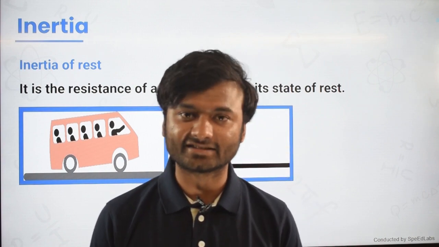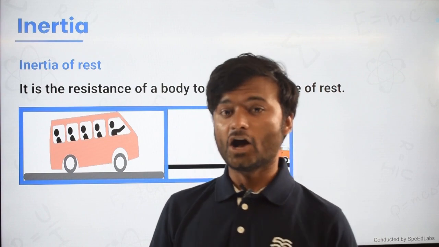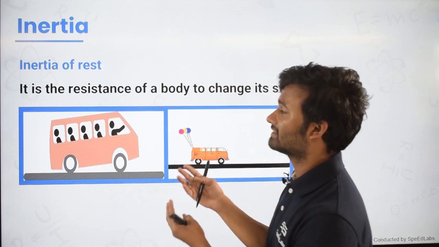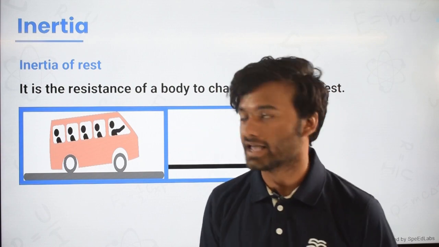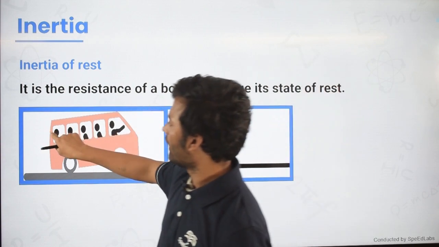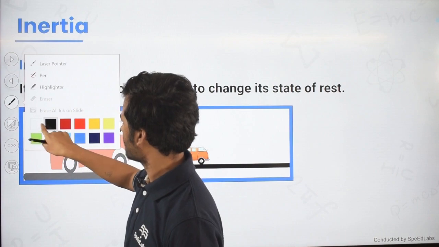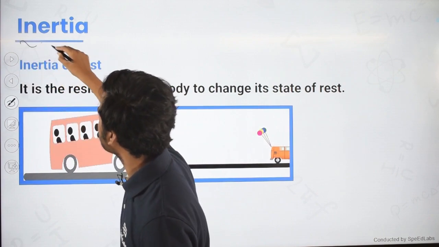We will understand this property, and this property of the body having mass is very important to us. We will understand what actually it is. So inertia. What is inertia, sir? I will make you understand what inertia is.